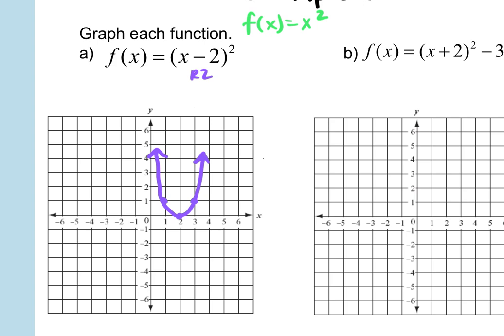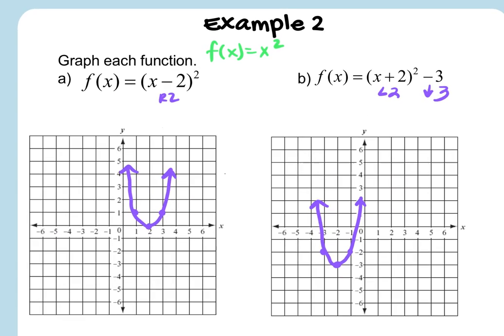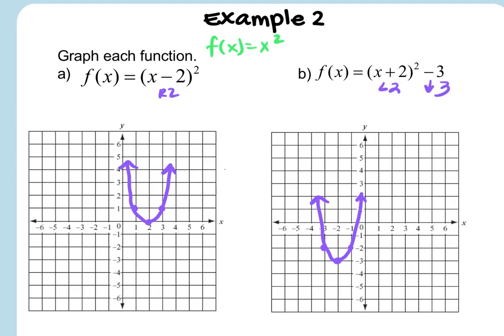How about B? Describe your transformations. It'd be left 2 and down 3. So I'm going to go left 2, down 3, or down 3, left 2. It doesn't matter what order you do that in. And then go up 1 and out 1 and draw your parabola. Still good?